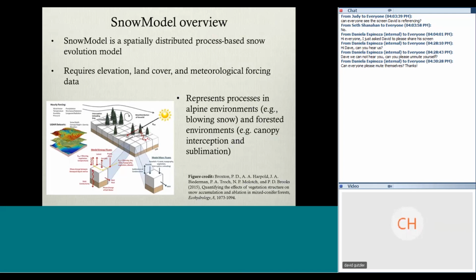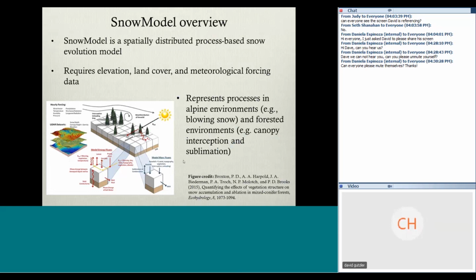So to give a real quick overview of the snow model that we've developed, it's called Snow Model. It's a spatially distributed process-based snow evolution model. This little figure down here is a nice representation of physically based snow models. Essentially they're run on a grid, and you can specify how fine or coarse the resolution of this grid is, but it uses a combination of elevation, land cover, and meteorological forcing data. And for every grid cell in your domain, it calculates the energy balance throughout the season.